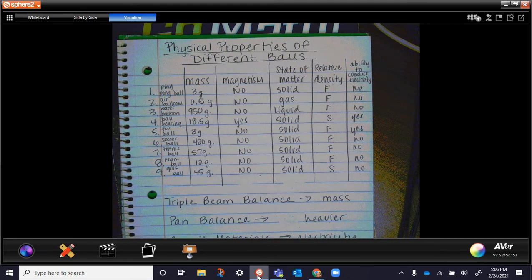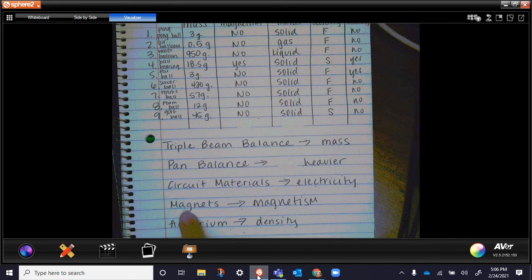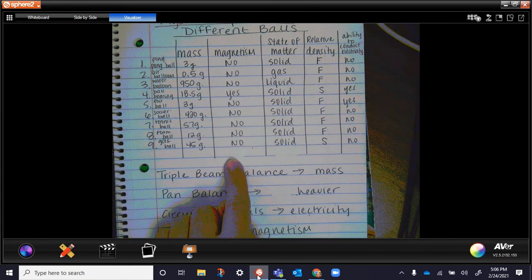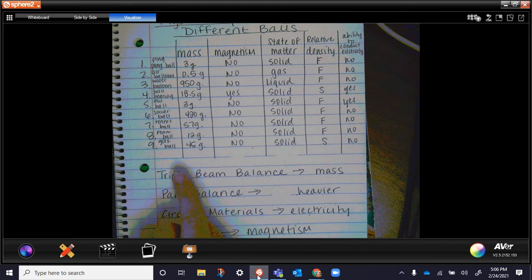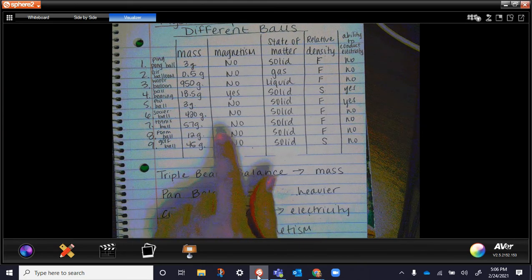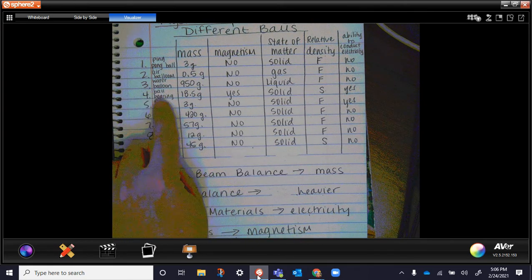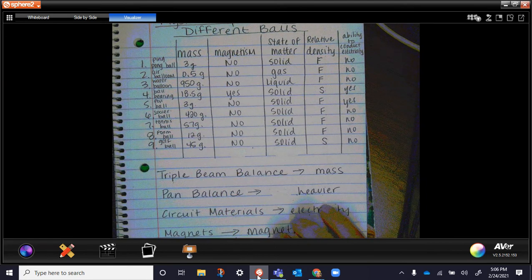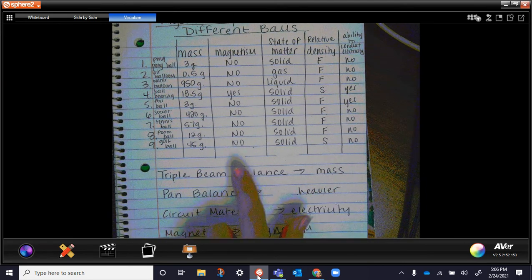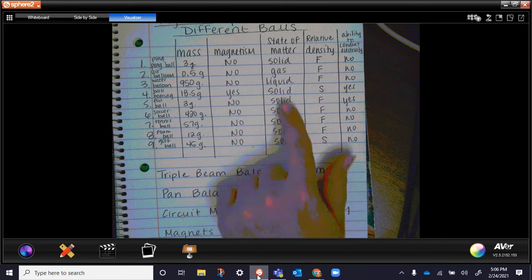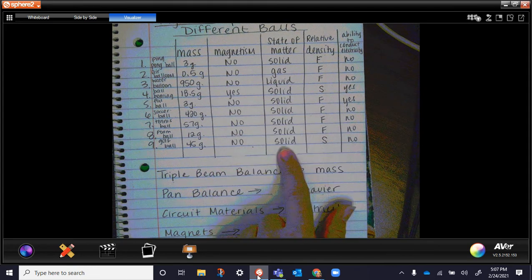Then for magnetism, they had to use the magnets. When they put the magnets up against the object, the only one that showed that is the ball bearing. So we were talking about how a lot of these are made out of plastic or foam or different materials, like the balloon, and things like that, are not going to be attracted to a magnet. Then for the state of matter, we had examples of solid, liquids, and gas. The rest of these were solids.